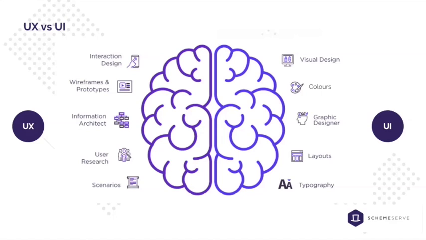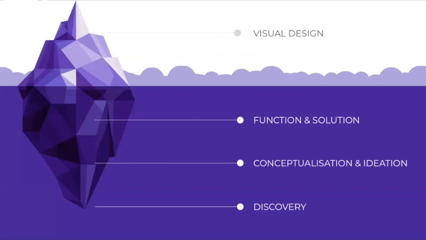UI, user interface on the other hand, like I mentioned, is concerned with the more visual aspects of things. So the visual design, the colors, graphic design work, how things are laid out, and even typography, what kind of styles are used. But it's more to do with what you see. And what you see is really the tip of an iceberg. So UI tends to sit at the tip of the iceberg. It's what you can see, visual design. But underneath that lies the function and the solution, the concepts, the ideation and the discovery. And I'll go into all those in a bit more detail.